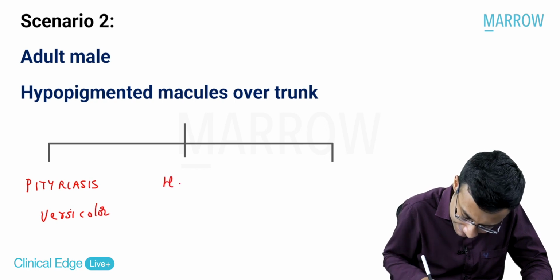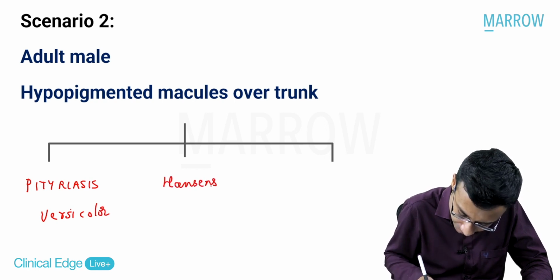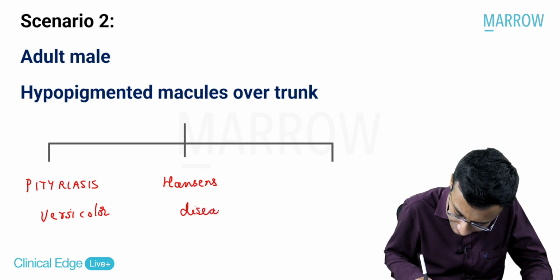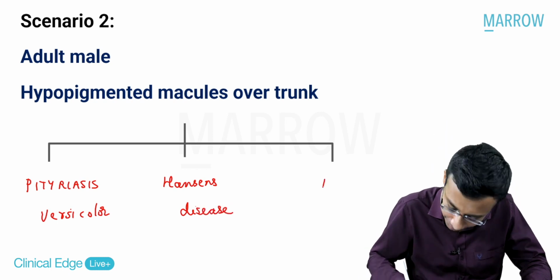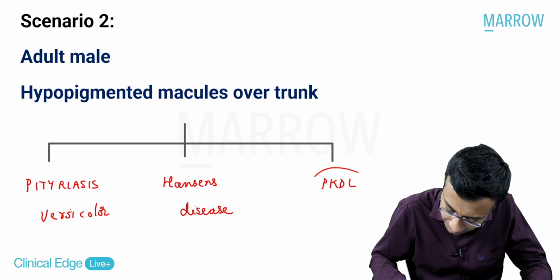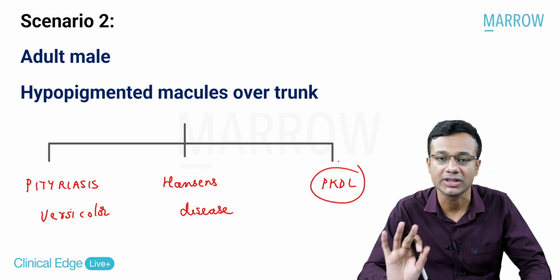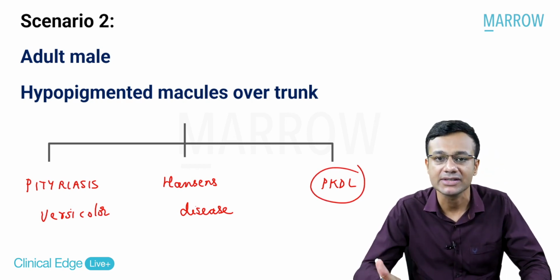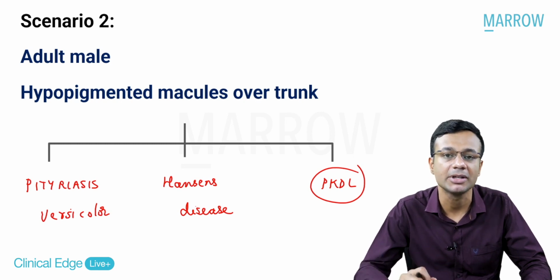Number 2, Hansen's disease. Number 3, post-Kala Azar dermal leishmaniasis, PKDL. So 3 important differential diagnoses: pityriasis versicolor, Hansen's disease, and number 3 is post-Kala Azar dermal leishmaniasis.